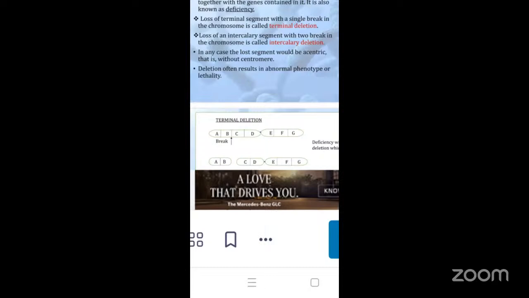Next one is physical and chemical mutagens. Physical and chemical mutagens are agents that cause mutations by altering the genetic material of an organism. They can be classified.